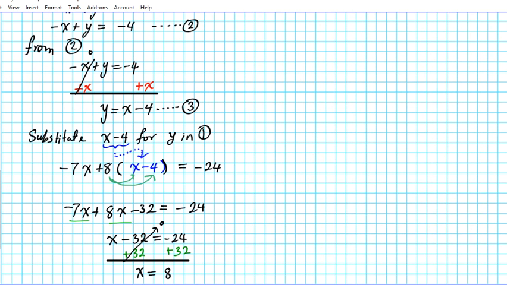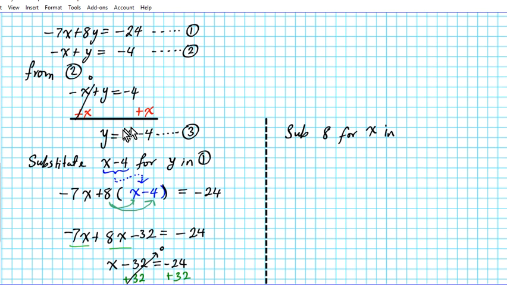Now let's find the second answer. So you get the second answer by making use of the first answer. Alright? So what we're going to do is substitute 8 for x. Where do you want to substitute it in? The first equation, the second, or equation 3 that we have right here? Since equation 3 already has the variable we want to find isolated, this will be the best option to select.